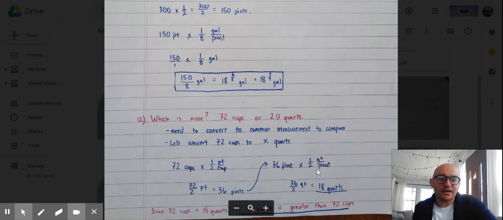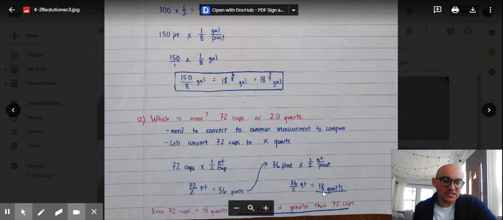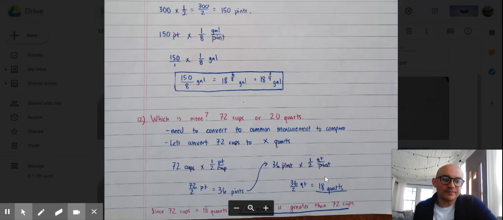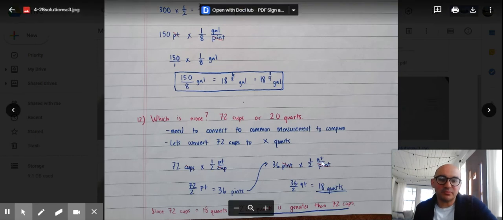I get 36 over 2 quarts. Pints cancel each other out. So 36 over 2 quarts, and 36 over 2 can simplify to 18. And so I've got 18 quarts. So 72 cups is the same thing as 18 quarts. Now, is 18 greater than or less than 20? Well, this should be the easiest problem of the century. Of course, 20 is greater.